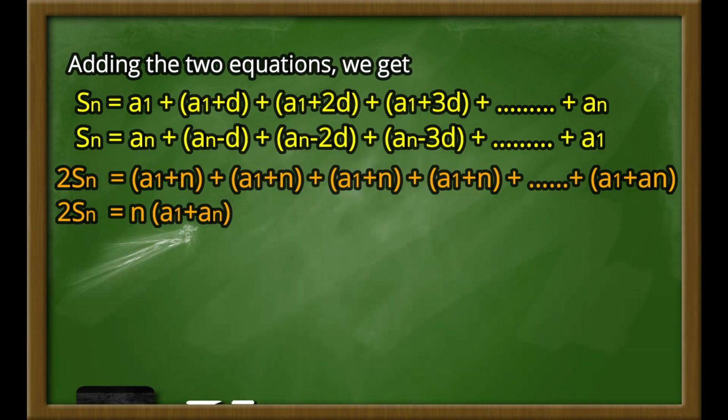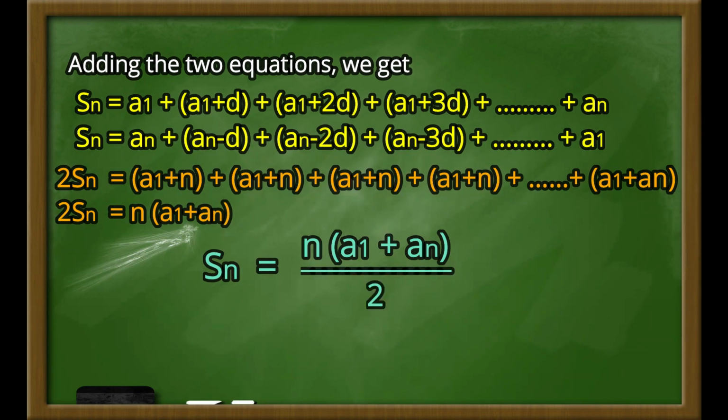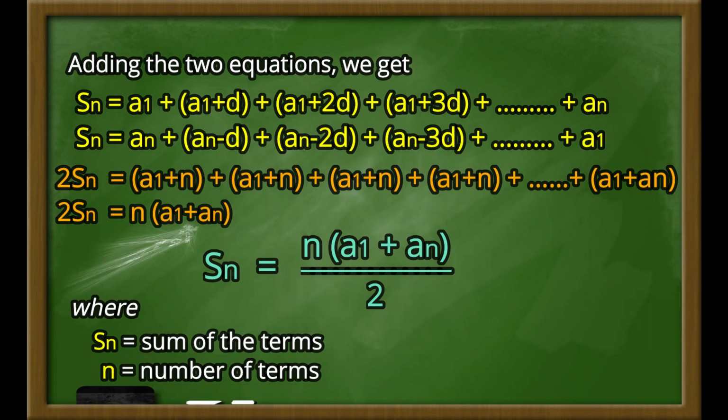Adding the two equations vertically and simplifying, we have S of n is equal to n times the quantity A sub 1 plus A sub n all over 2. The sum of the terms of an arithmetic sequence is given by the formula S of n is equal to n times the quantity A sub 1 plus A sub n all over 2, where S of n is the sum, n is the number of terms, A sub 1 is the first term, and A sub n is the last term.